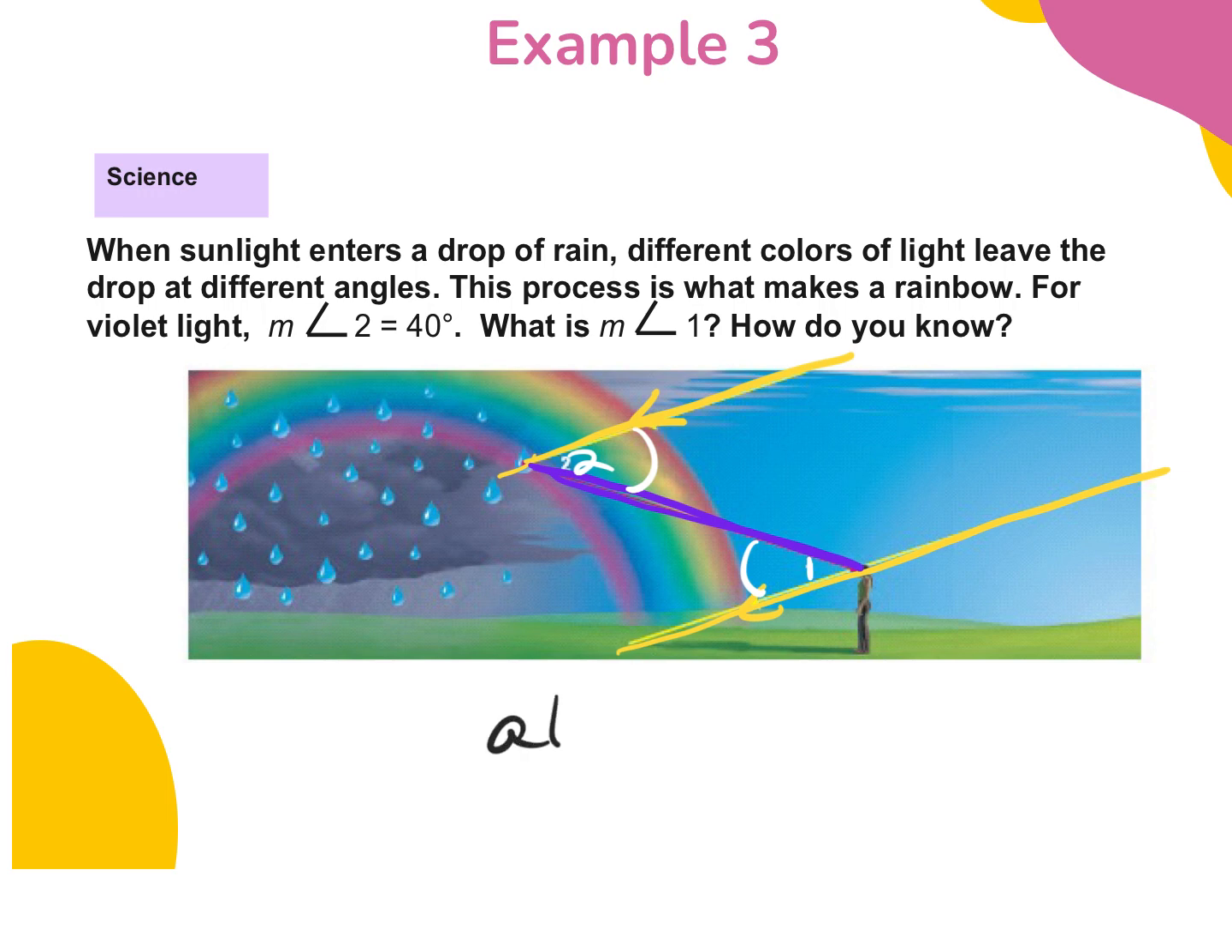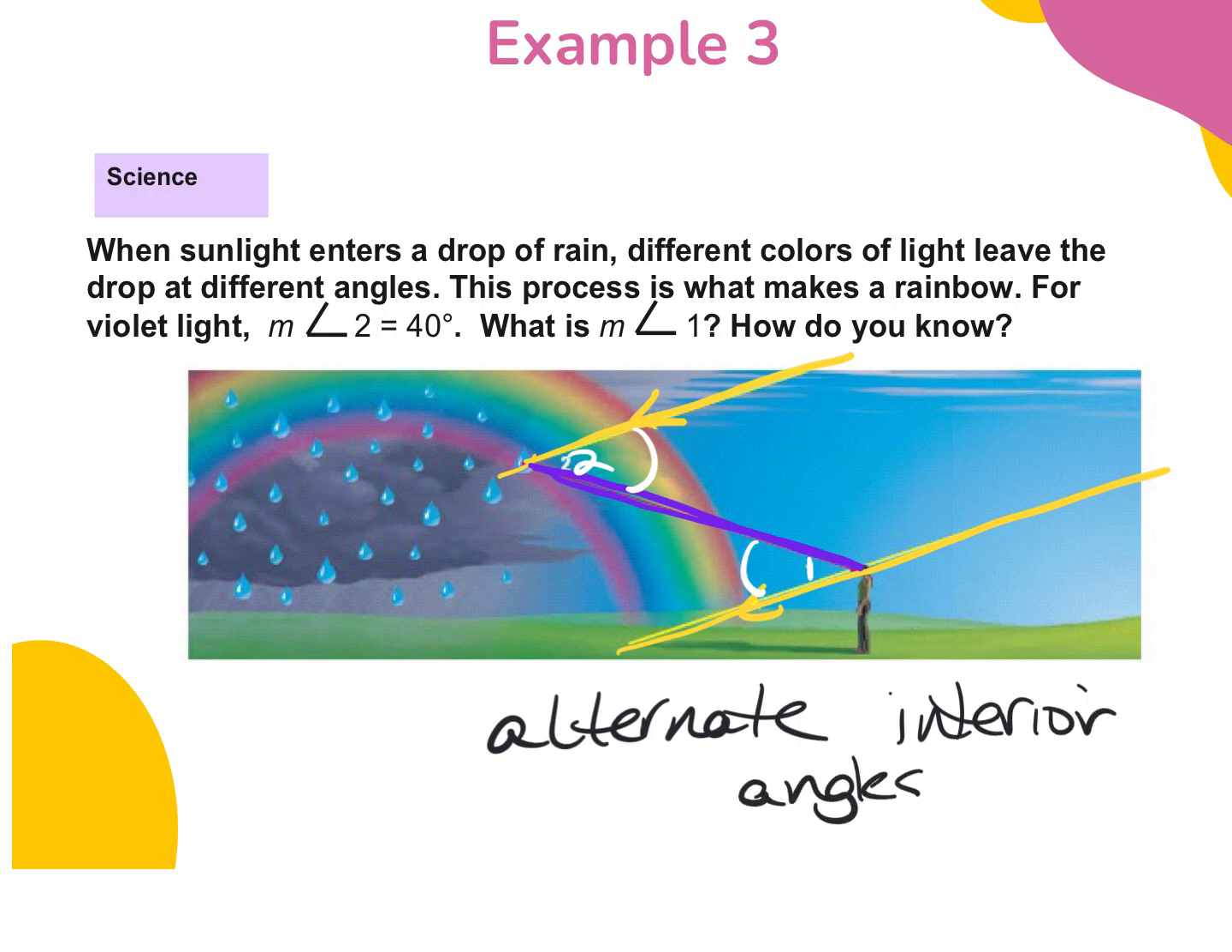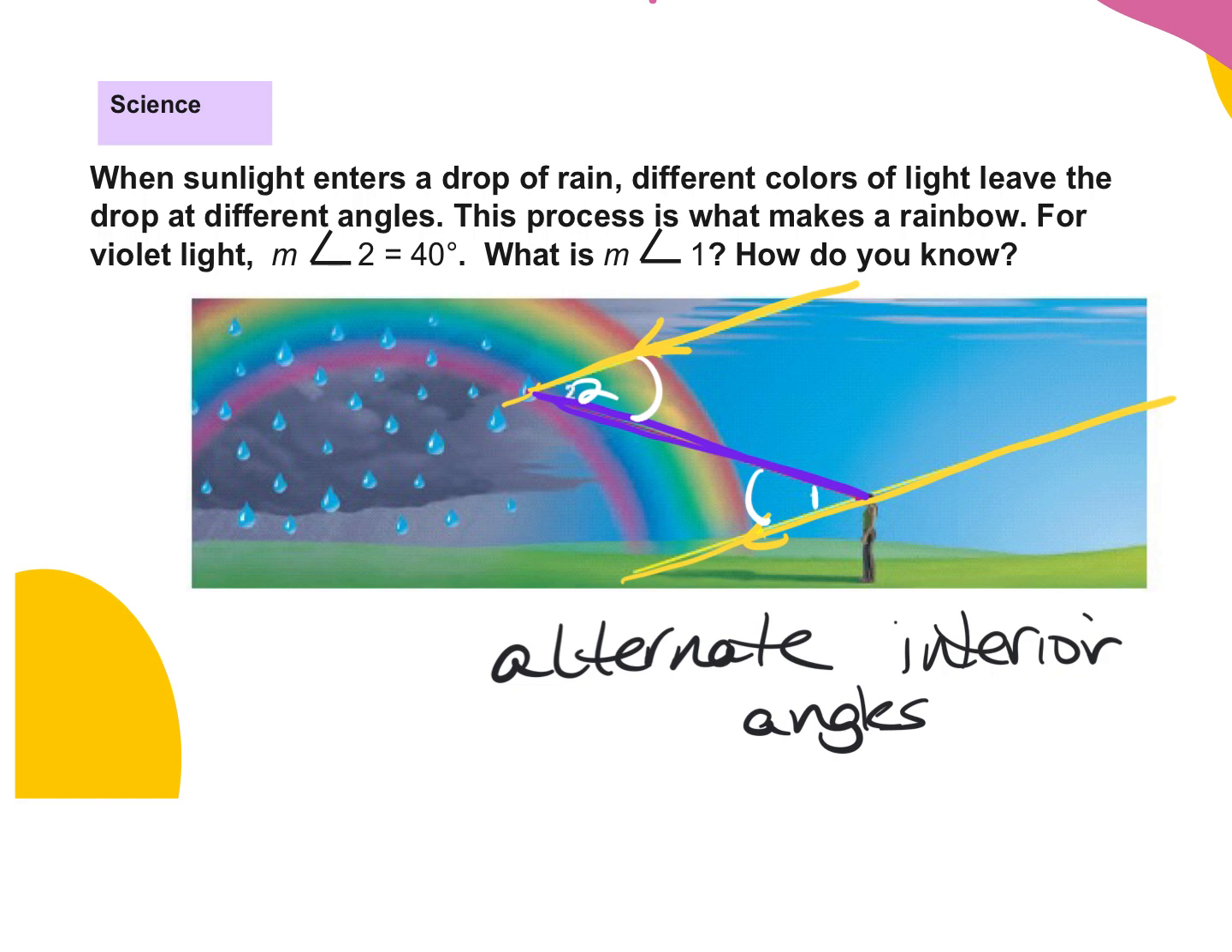Beautiful. These are alternate interior angles. And what do we know about alternate interior angles? That they're congruent. So if the measure of angle 2 is 40, then the measure of angle 1 is 40. So these will be alternate interior angles that are pictured, and you need to know that alternate interior angles are congruent when the two lines are parallel.